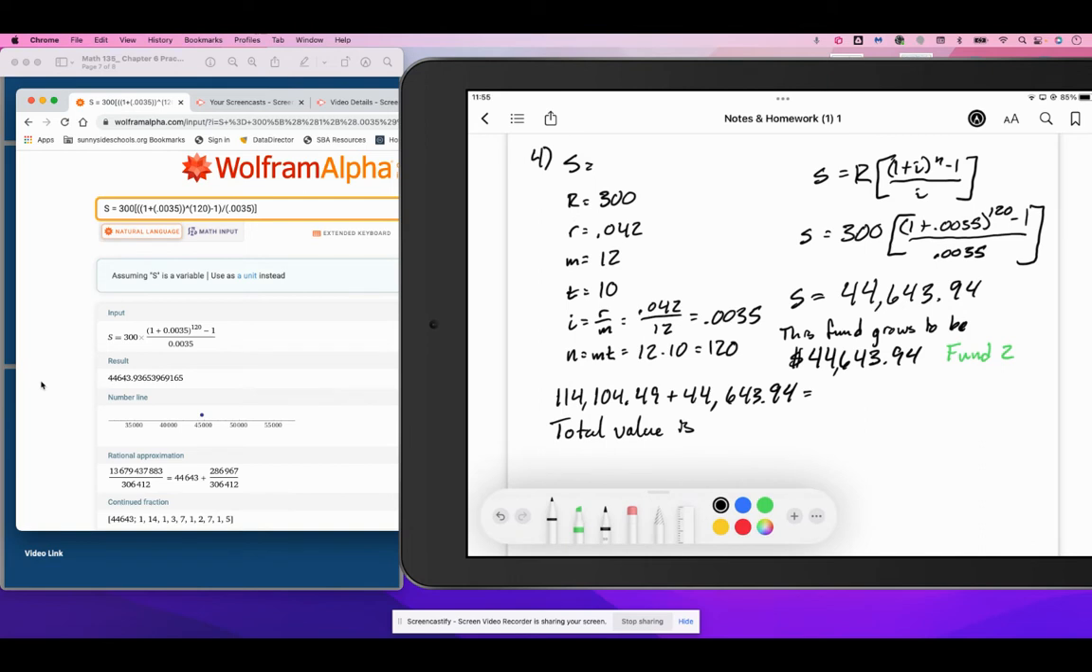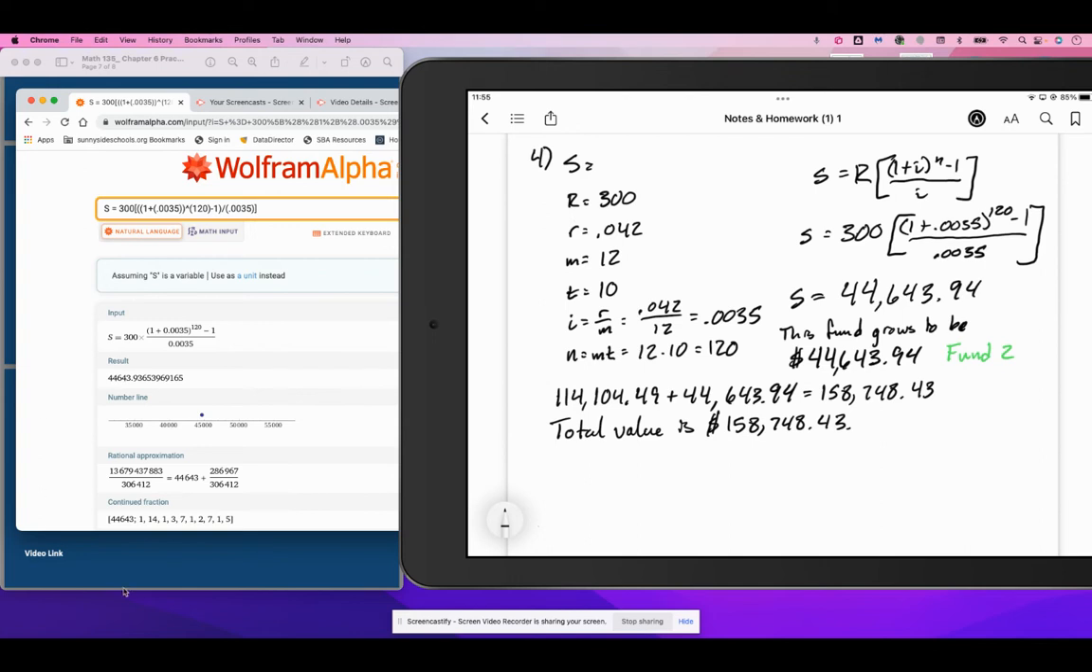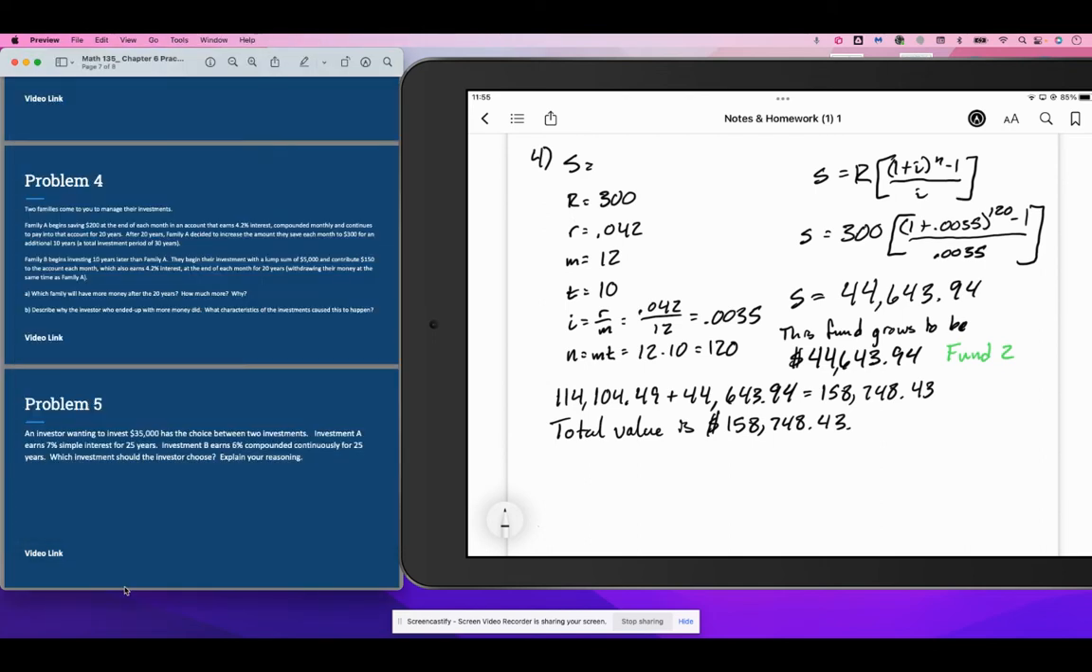So I get 158,748.43. So total value is 158,748.43. And that's going to be where we end with Family A. That's quite a lot of work.